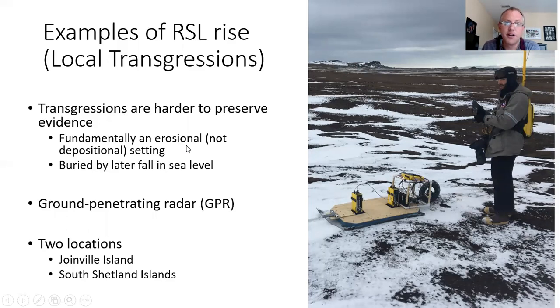Now, these are harder to preserve because generally during transgression, we get erosion of the beach rather than deposition. Furthermore, continued RSL fall later is going to bury any sort of beaches formed during this time period. So we actually turn to ground penetrating radar to see underneath the beach ridges.